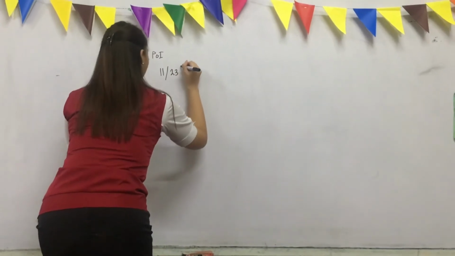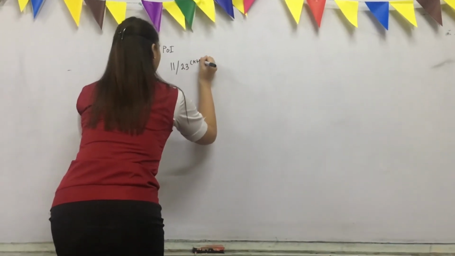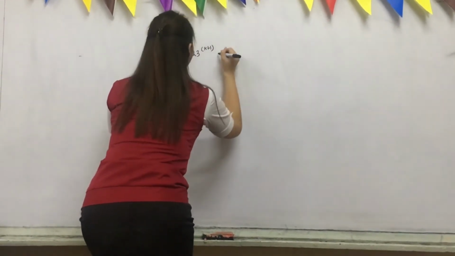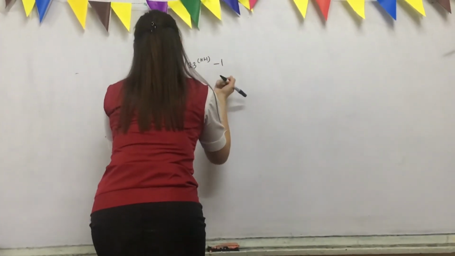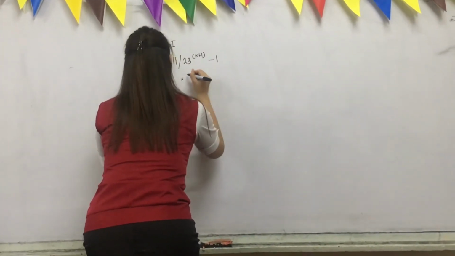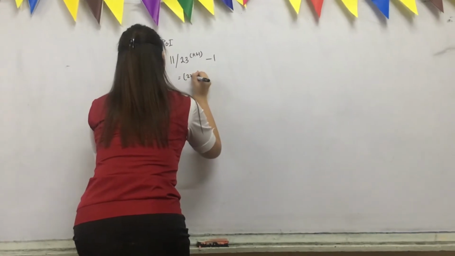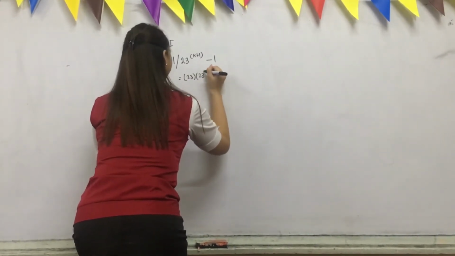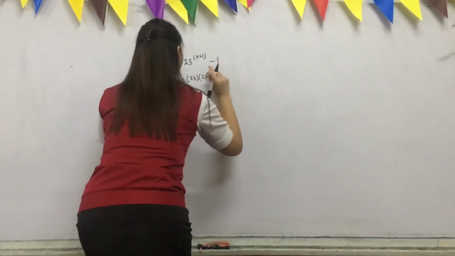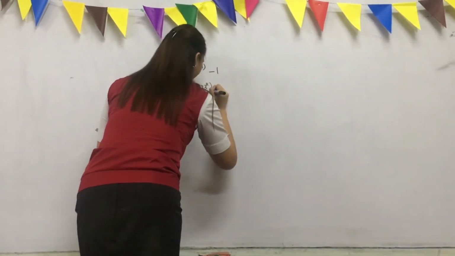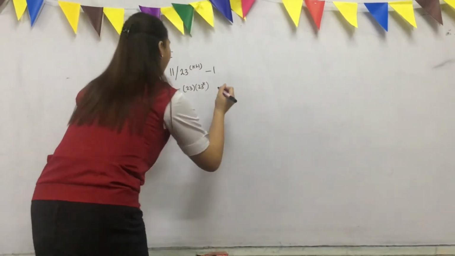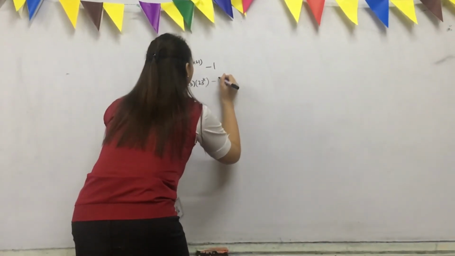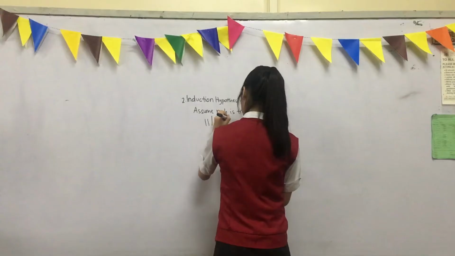So we have here 23 raised to k plus 1 minus 1 divided by 11 to prove that it is true. First, to be able to compute it, you must separate the 23 raised to k plus 1, which will result in an equation of 23 times 23 raised to k minus 1.